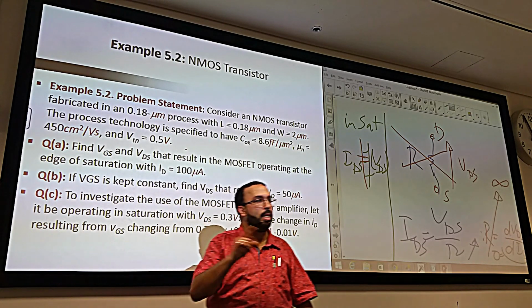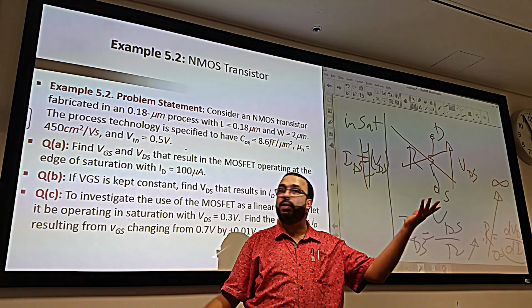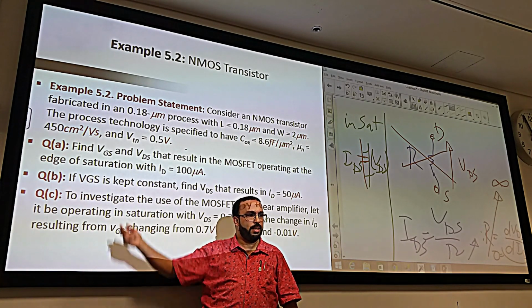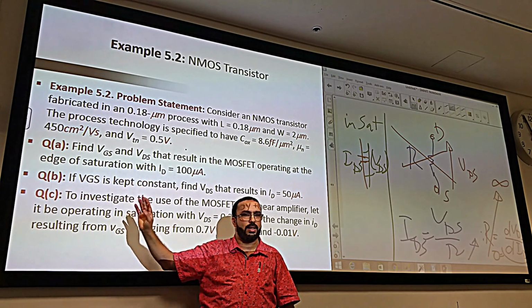Maybe yes, maybe. But there's another parameter right away we get: V overdrive, because V overdrive is VGS minus VT. So that means we are keeping V overdrive constant.